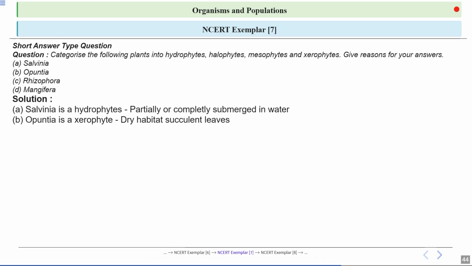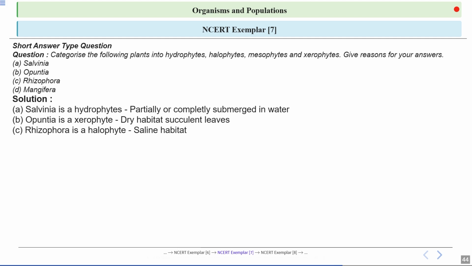The next is Opuntia, which is the xerophyte. So xerophytes are plants that thrive in dry environments like deserts. Now Opuntia, commonly known as prickly pear cactus, has thick succulent leaves that store water. Okay, much like a camel stores water for a long journey. So this adaptation helps it survive where water is scarce.